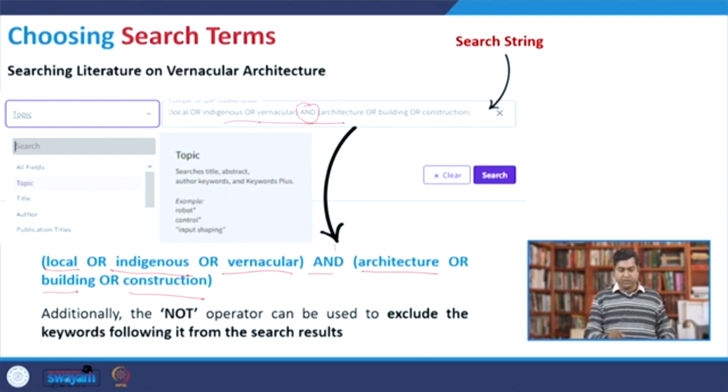These are some of the operators that are very useful, and as I already mentioned, you can add NOT, which excludes a keyword. If a paper has, say, local architecture and another term which you want to omit or do not want to see, you can put NOT on that term and then search.